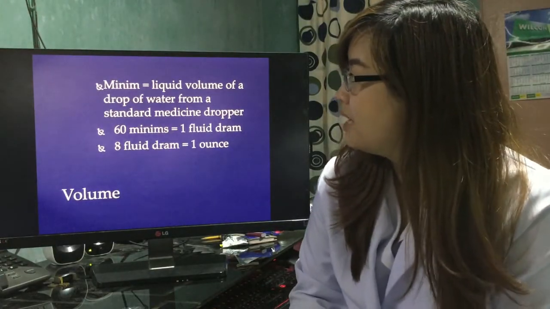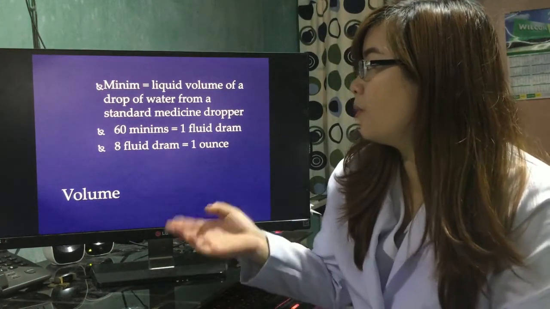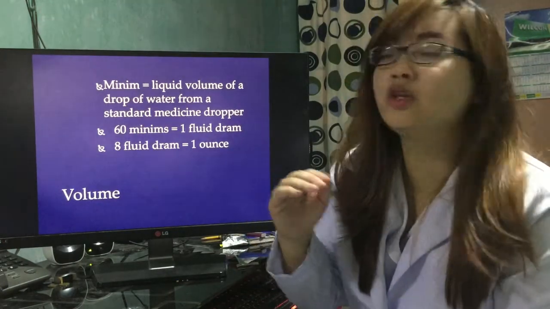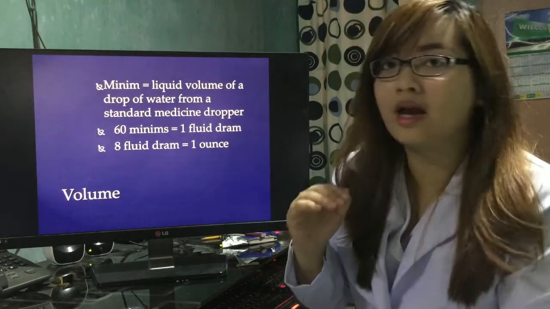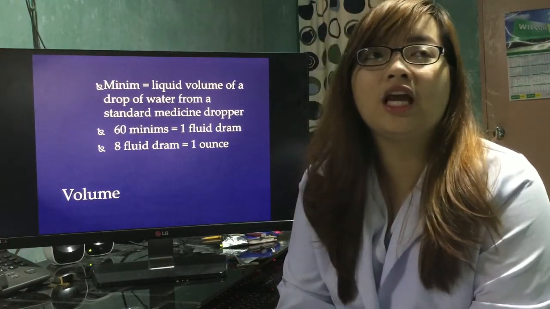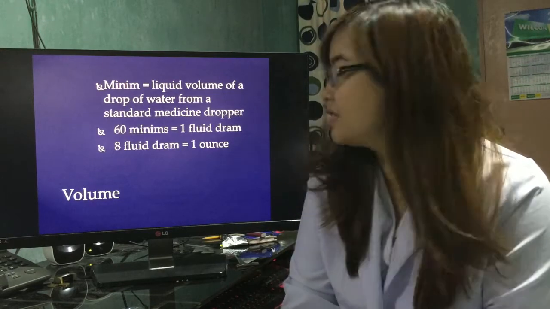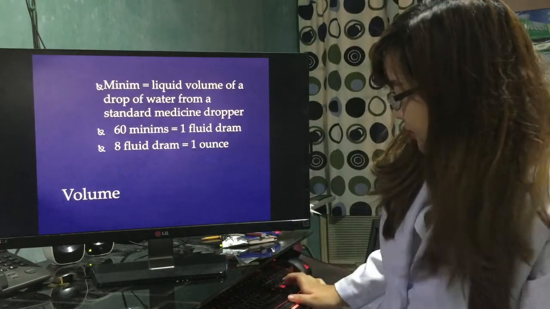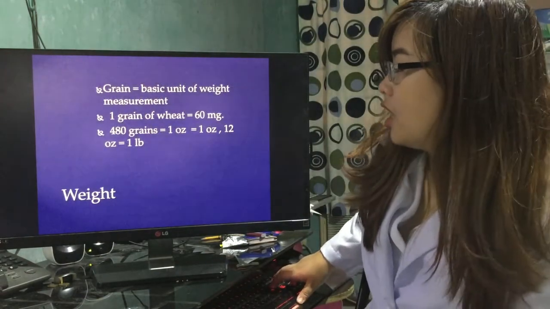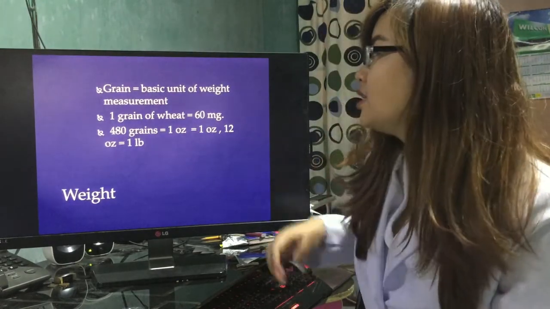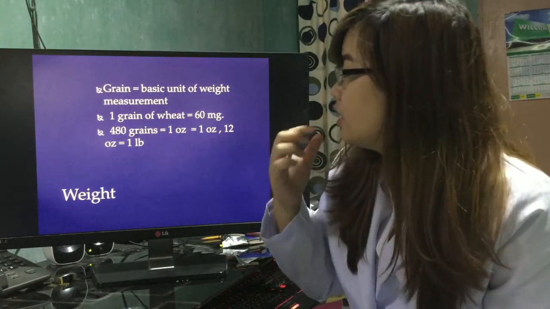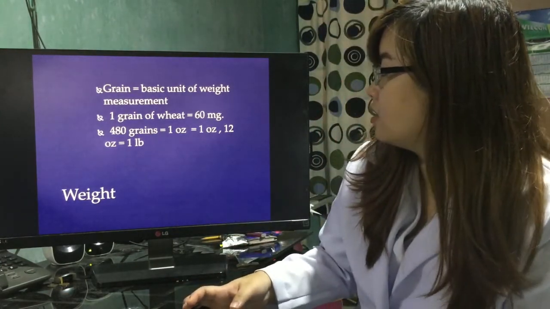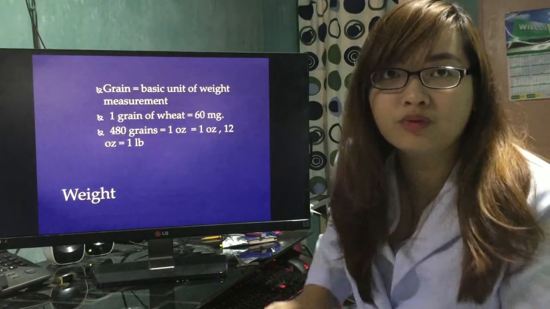A minim is equal to the liquid volume of a drop of water from a standard medicine dropper. 16 minims is equal to 1 fluid dram. 8 fluid drams is equal to 1 ounce. Therefore, 480 minims is equal to 1 ounce. In weight, the grain is the basic unit of weight measurement. 1 grain of wheat is equal to 60 milligrams. 480 grains is equal to 1 ounce. 12 ounces is equal to 1 pound.